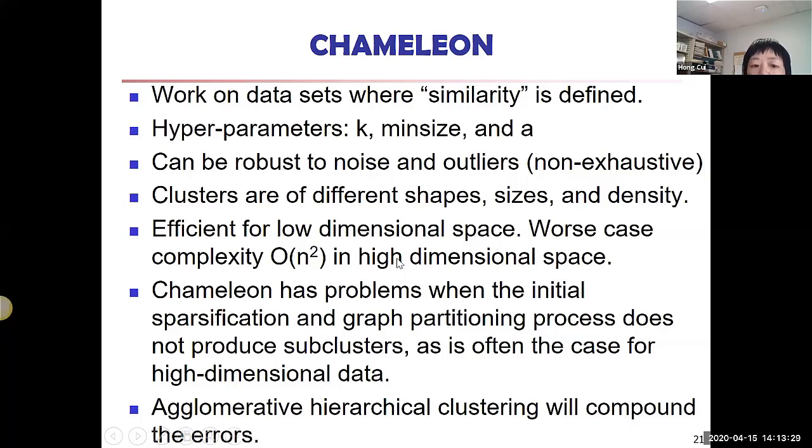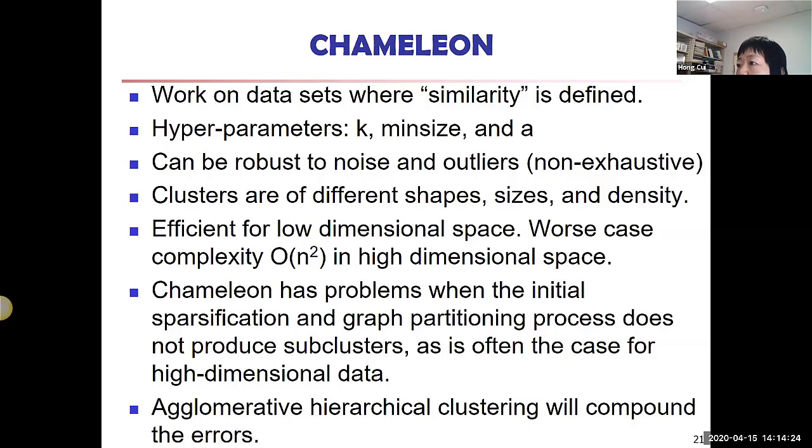In higher dimensional space, the worst case complexity is n squared. That's too slow. It could also happen that the initial sparsification, referring to the KNN step, creating the nearest neighbor graph, is not done well. If the initial smaller tight graphs were not constructed well, then this error is going to be propagated throughout this hierarchical clustering process. So that's a concern. When you have high dimensional data, not only is the worst case complexity and computational time very slow, but finding good tight clusters can also be challenging for Chameleon.